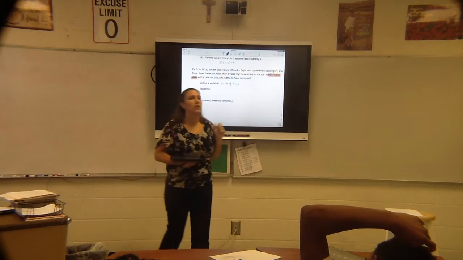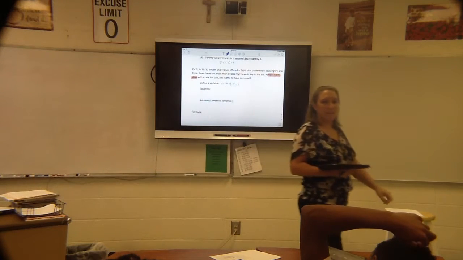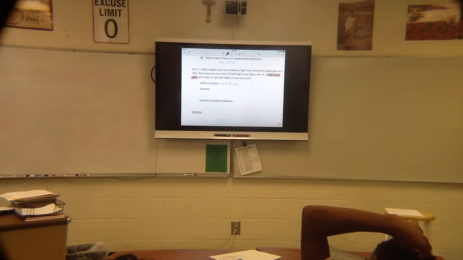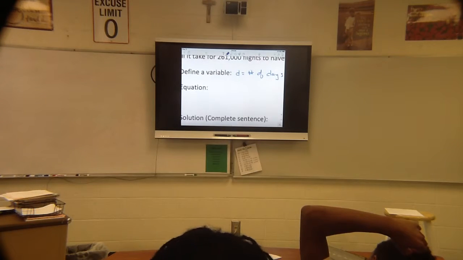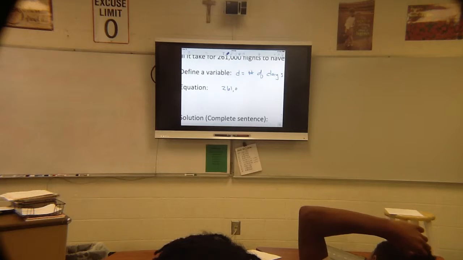All right, so now we got to write an equation. Anybody got any ideas here? Okay, Cole? 261,000 divided by 87,000 equals D. Nice job. Excellent job.